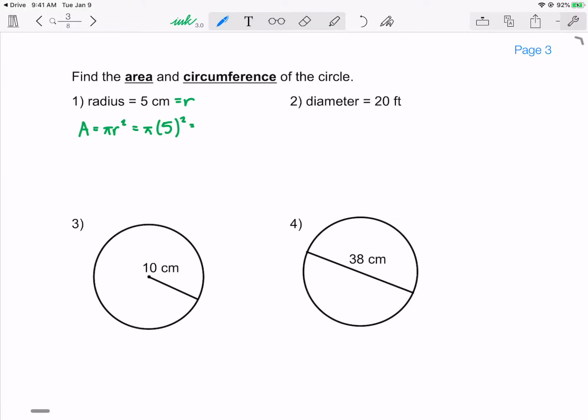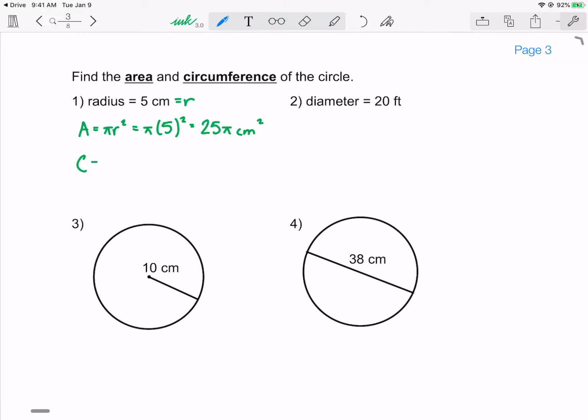Now an exact answer would just be 25 pi centimeters squared. So all I'm doing is writing the pi next to the number I get, because that's the exact answer. I could go ahead and type 25 times pi in my calculator and get a decimal expression, but this is the exact answer. So all I needed to do was square that 5 and write the pi next to it.